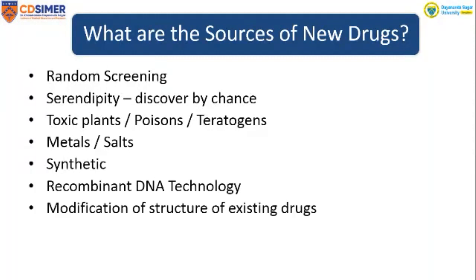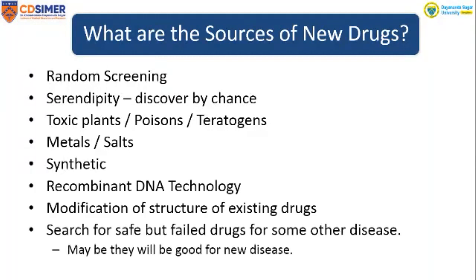Recombinant DNA technology can be used for identifying drugs. Modification of the structure of existing drugs can be done for identifying new drugs. Also some drugs like Remdesivir, which failed in earlier research for something else like Ebola virus, were used for treating COVID-19. Some drugs failed earlier for some reason, and you can try the same drugs for a better purpose. Thalidomide was initially used for treating vomiting during pregnancy, and that created the major thalidomide disaster.